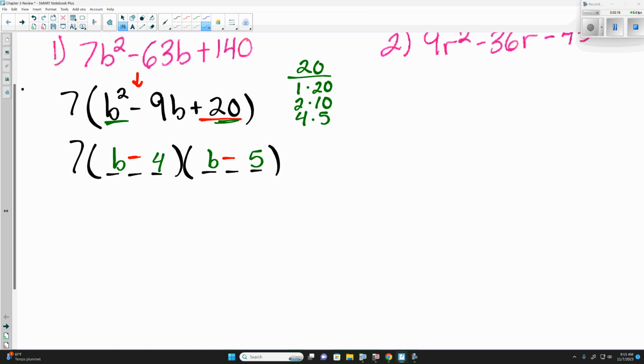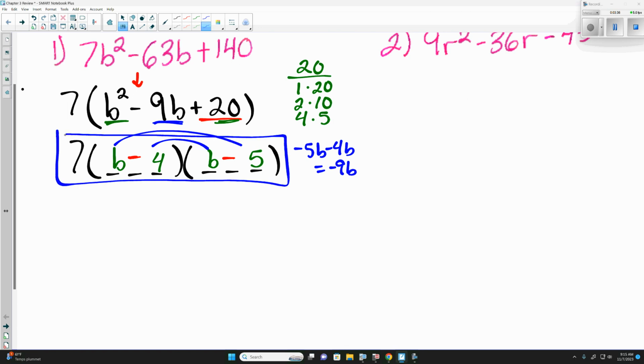Now, the last step is to check. And we're trying to get it to be the middle term. B times negative 5 is negative 5b. Negative 4 times b is negative 4b. Negative 5b minus 4b is? So these are our factors.